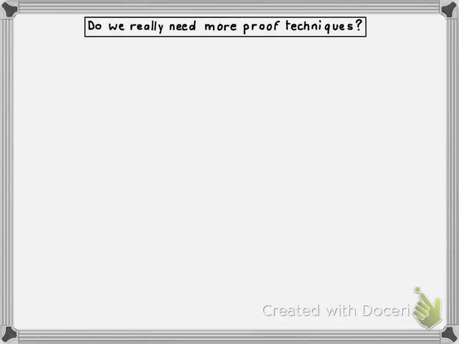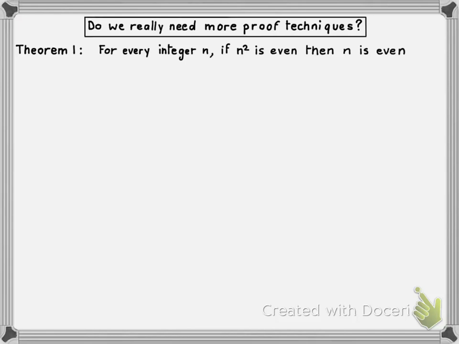Welcome to this second introductory lecture on proof techniques. In this first segment, we're going to motivate the need for extra proof techniques above and beyond the ones we already studied in the previous lecture. And so, to motivate these new proof techniques, let's consider the following theorem. It says, for every integer n, if n squared is even, then n is even.